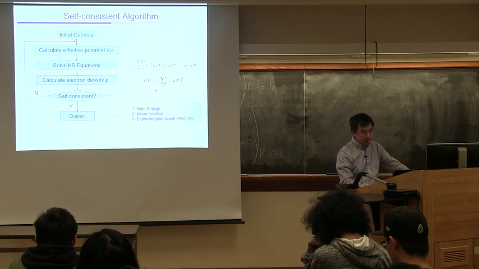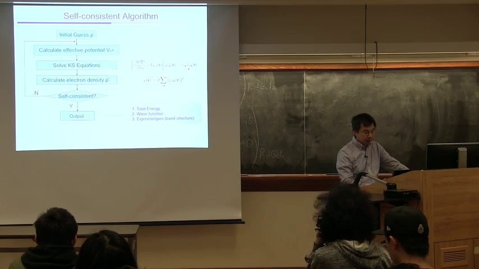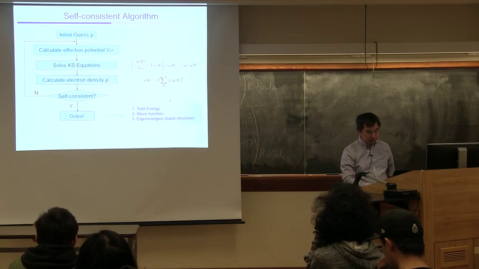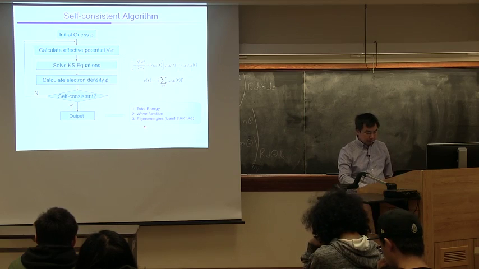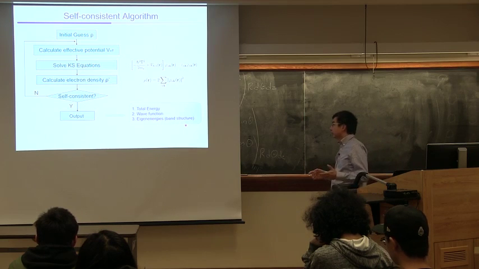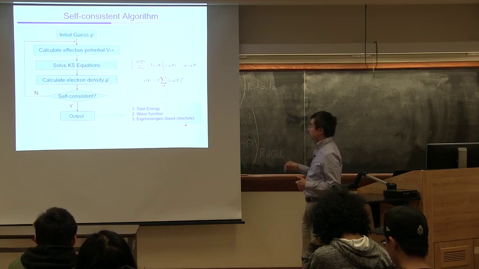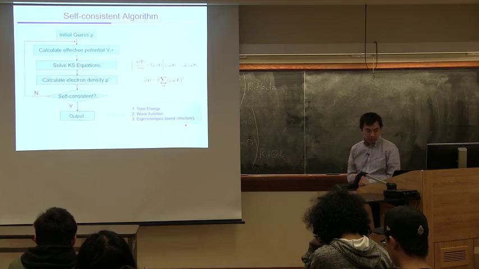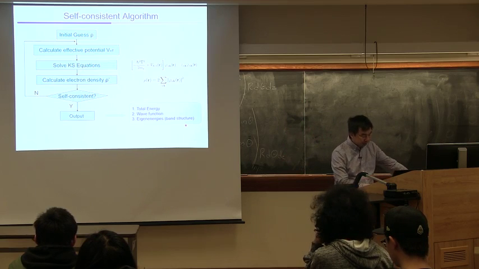Right, the output will include the total energy, because energy is an eigenvalue of these Kohn-Sham equations. And the wave functions, I mean these Kohn-Sham wave functions, right? And the eigenenergies, you can plot the band structure, okay? The band structure of different electron states depends on their wave vector, right? As well as the total energy of the system.